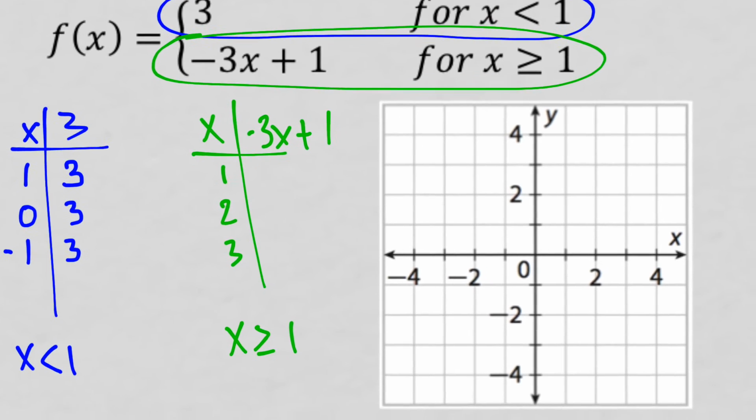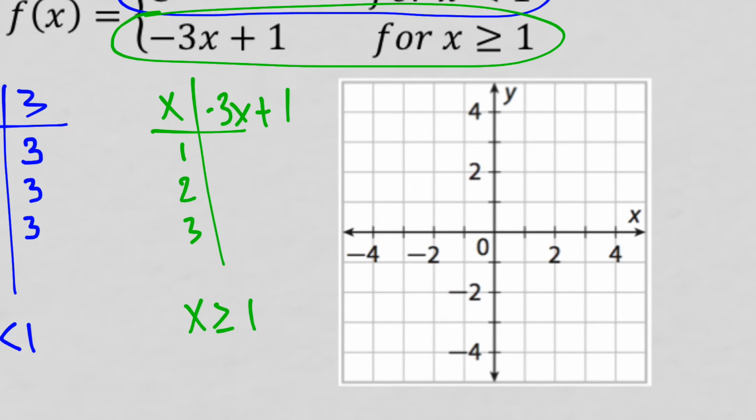For the green one over here, when I plug in 1, let's do a little bit of mental math. You're going to plug in 1 right here, that's the first one, right? Plug in 1, you're going to get negative 3 times 1, that's negative 3. Negative 3 plus 1, that's negative 2. Let's do it again. Plug in 2 right here. Negative 3 times 2 is negative 6. Negative 6 plus 1 is negative 5. Plug in 3 right here. Negative 3 times 3 is negative 9. Negative 9 plus 1 is negative 8. So this one's going to be negative 8.